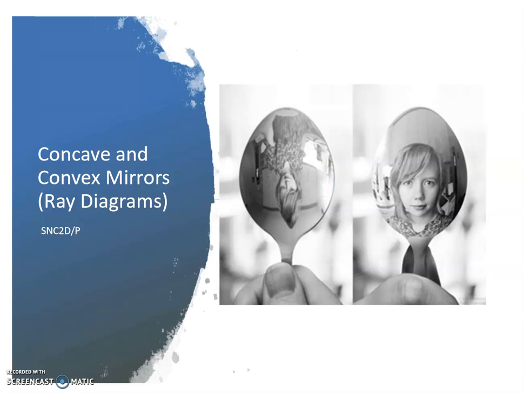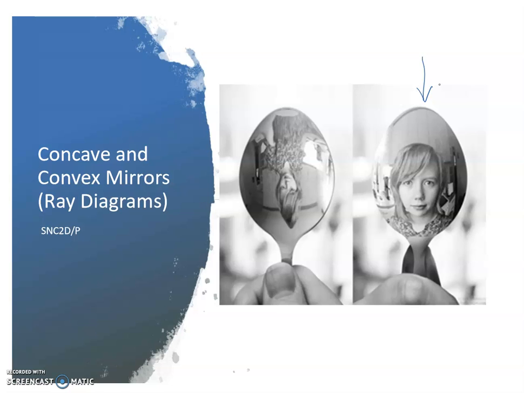Hi everyone, it's Mr. H here, and today we're going to talk about concave and convex mirrors. You've probably seen yourself in a spoon before, and if you haven't, go grab a shiny one and look at both sides of it. On one side, the convex side, where the spoon is kind of bubbled out towards you, you're going to look a little bit smaller, but you're going to look upright.